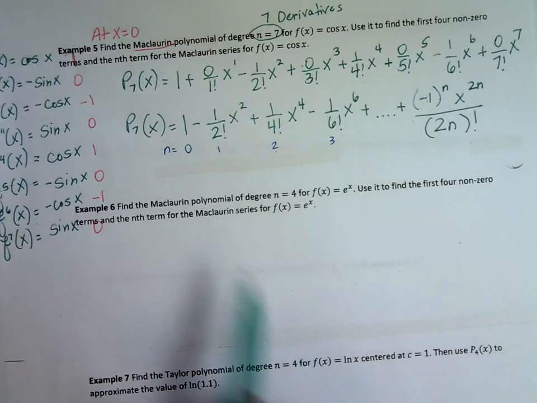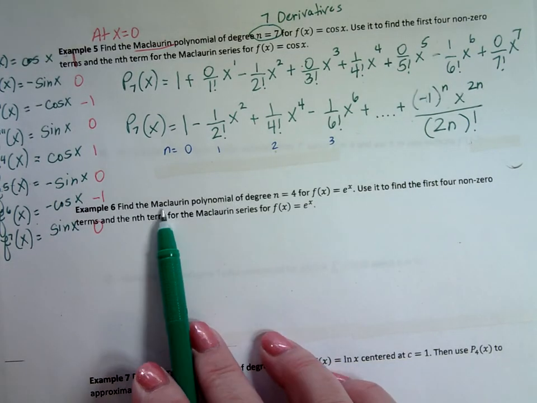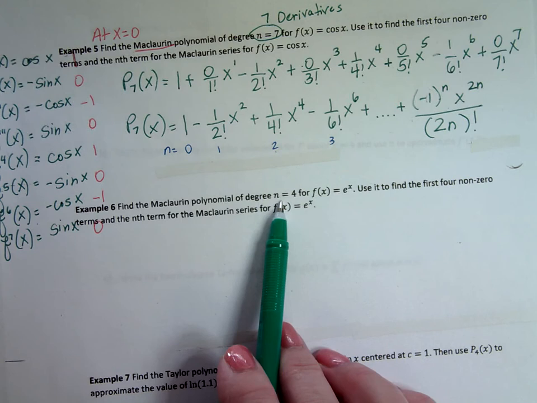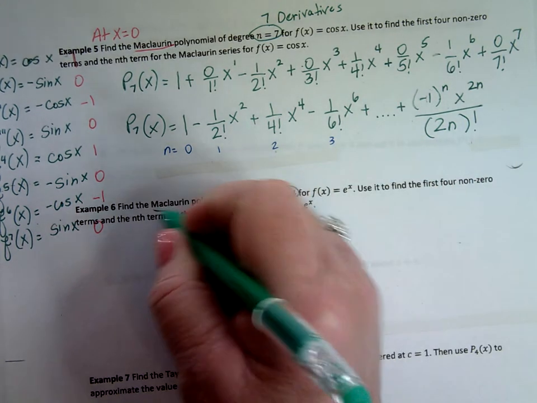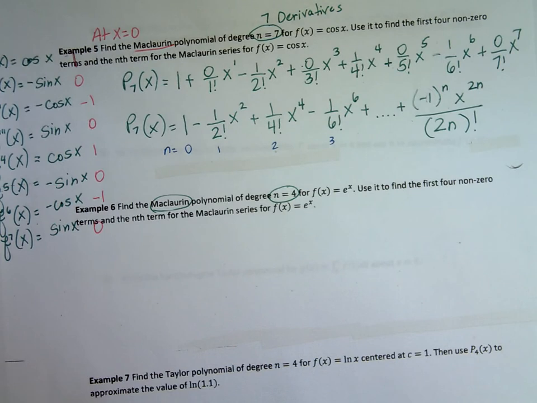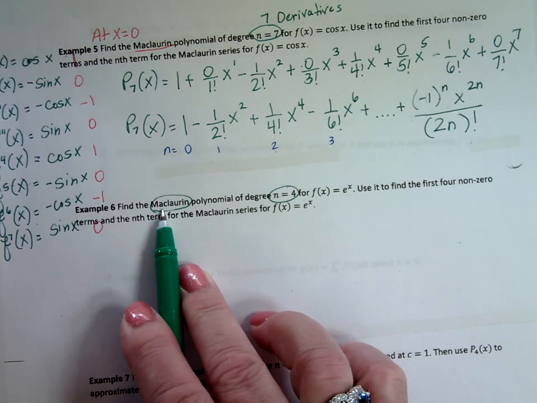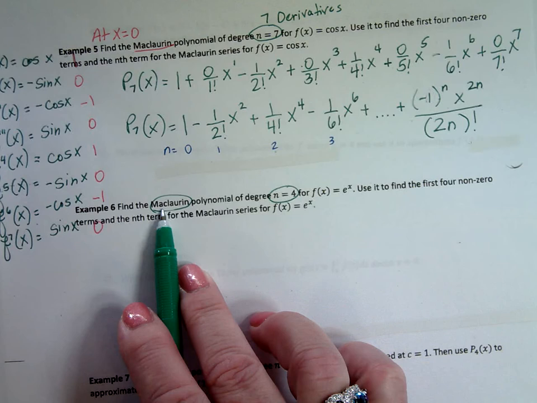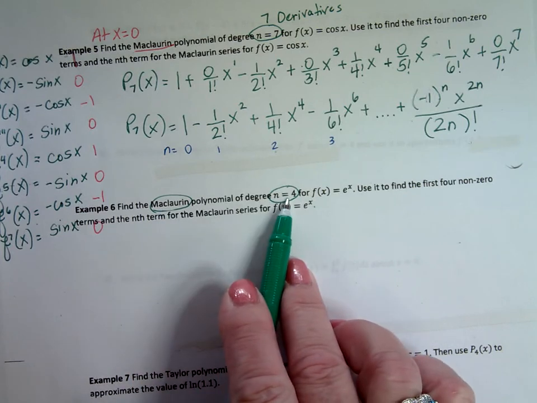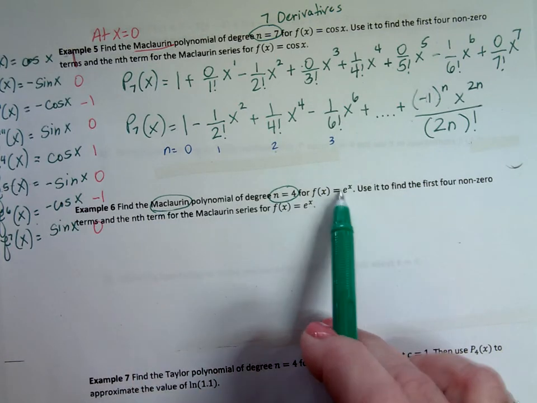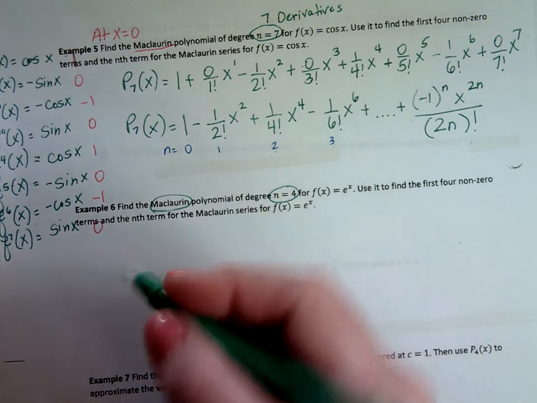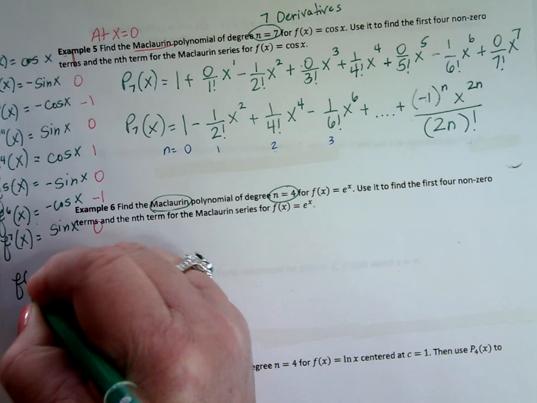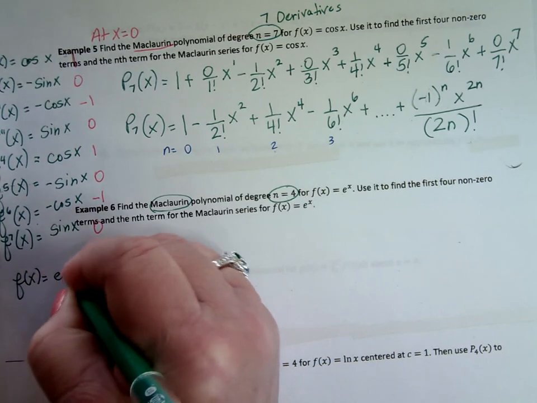Find the Maclaurin polynomial. Again, Maclaurin is centered at 0, of degree 4. Oh, thank God, we're only going 4 derivatives. So there's a couple things to take note of in their directions. This tells you that the center's at 0 because they said Maclaurin. This tells you that you have to go to the 4th derivative for e to the x and use it to find the first 4 terms and the nth term. Okay, well, my function is e to the x.